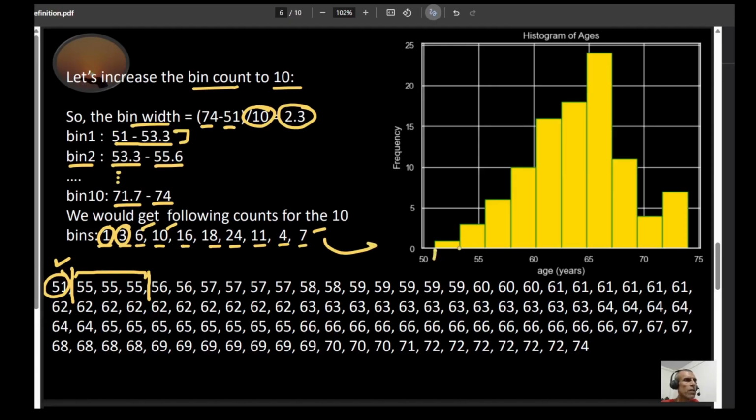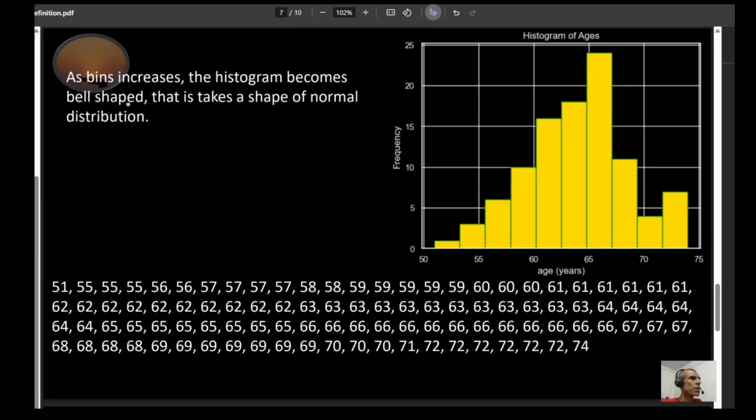So this is your first bin, your second bin, third bin, fourth, fifth, and if you look at your curve, look at that, it is almost taking the shape of a bell curve right here, very close to the bell curve. So we notice something interesting, that as the number of bins increases, your histogram becomes a bell-shaped curve. That is, it is taking the shape of your normal distribution right here.